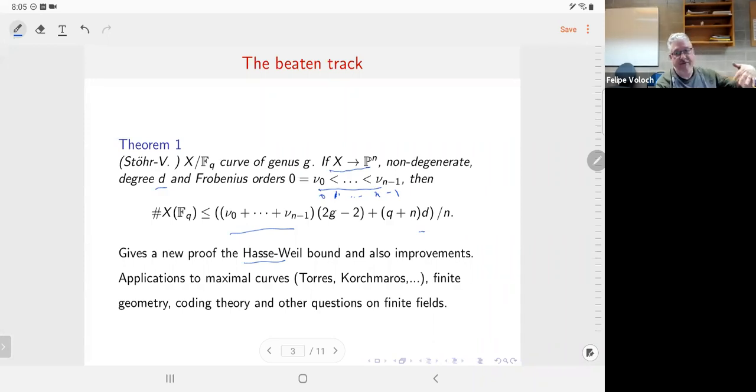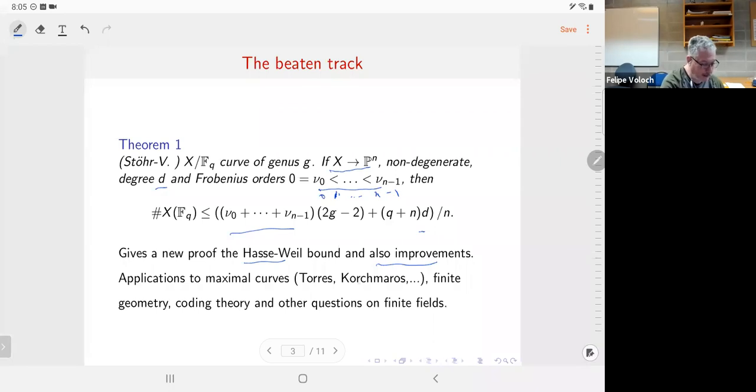For the proof of the Hasse-Weil bound, maybe you don't find a linear system over F_q that is Frobenius classical, but you can find one over an extension, and proving the Weil bound for an extension is equivalent to proving the Weil bound over the ground field. So this way you get the Weil bound. You can get improvements when you're in a favorable situation.